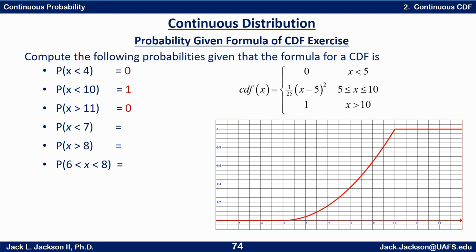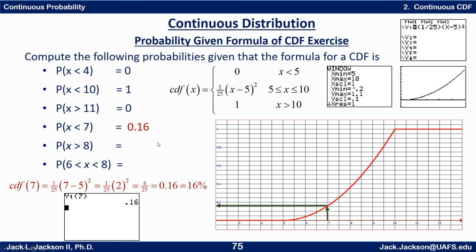Okay, let's do the probability that x is less than 7. See if you can do it yourself. Press pause. Come back when you're ready. Well, for x less than 7, remember, a less than probability is exactly what the CDF does. So it is just the CDF of 7. So for 7, we're using this part of the formula.